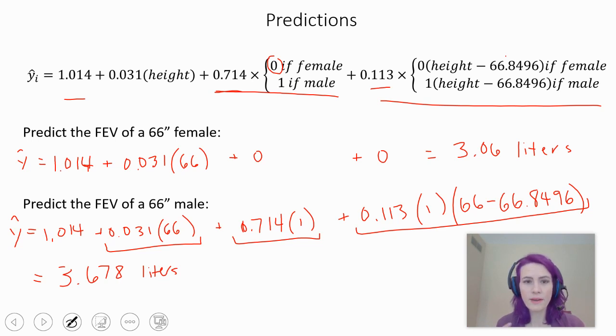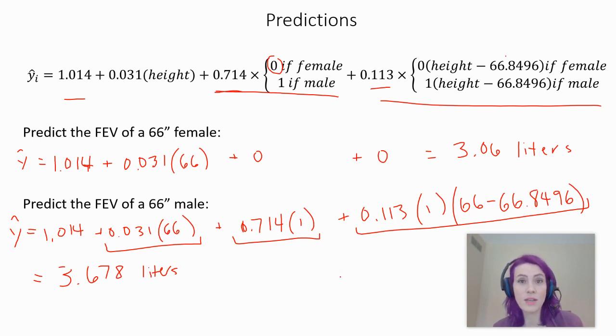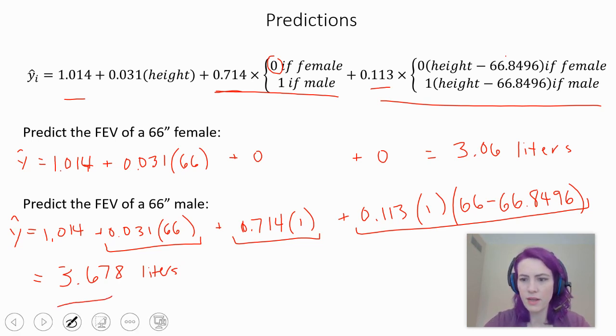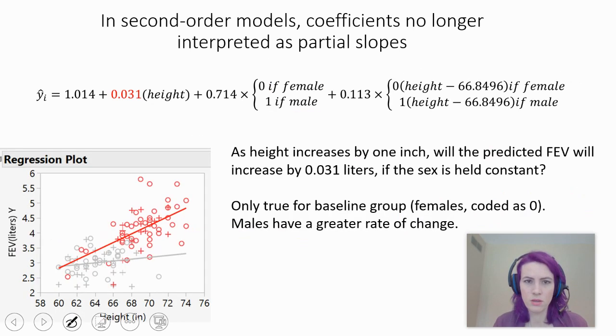And just comparing, does that make sense? They're the same height. We saw previously that it looked like males tend to have the higher FEVs in general. So his FEV is a little higher than hers. And we could peek at the graph and just see, yeah, those seem reasonable based on where those lines were. All right.